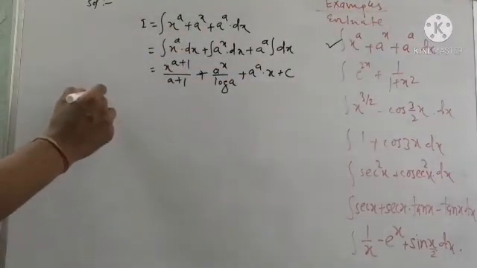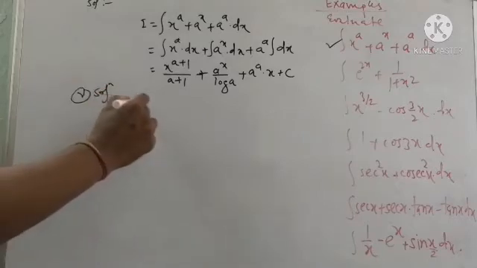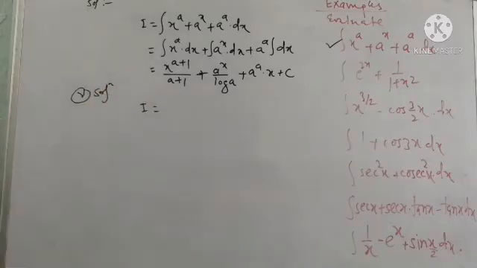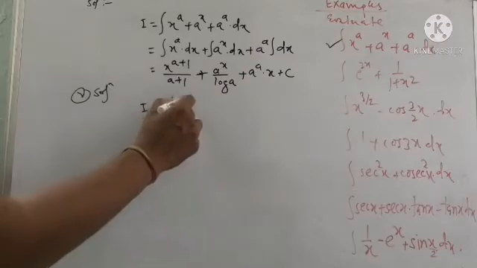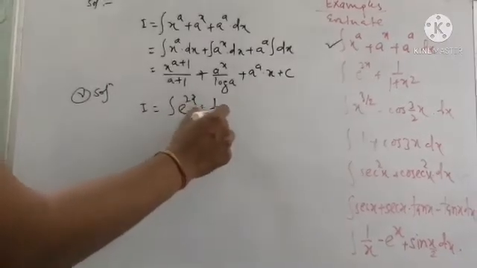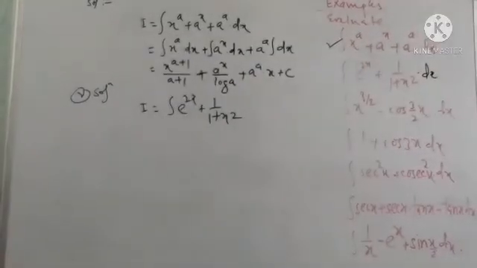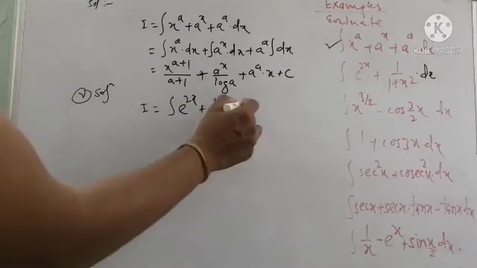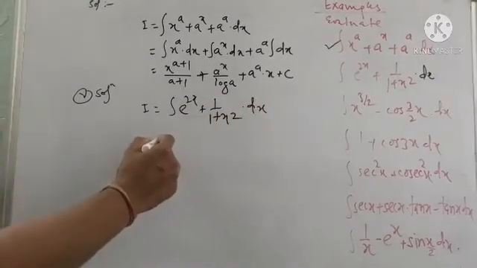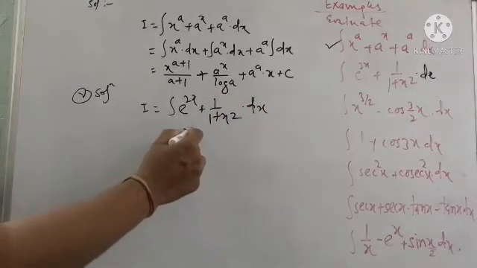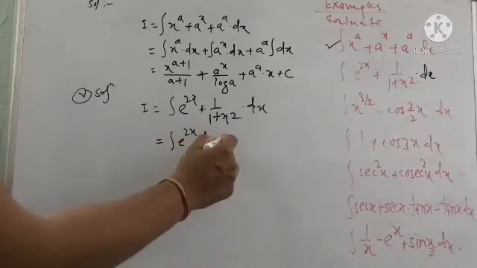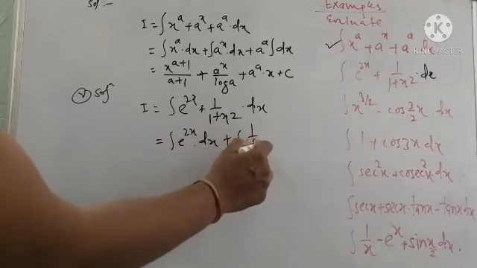Next, in the second example, I also put this integration equal to I. The integration of e raised to 2x plus 1 upon 1 plus x square. Here we forgot to put the operator dx. Remember, the operator is a must to take integration. Now this is an addition again, so we separate each term's integration: the integration of e raised to 2x dx, plus the integration of the second term, 1 upon 1 plus x square dx.